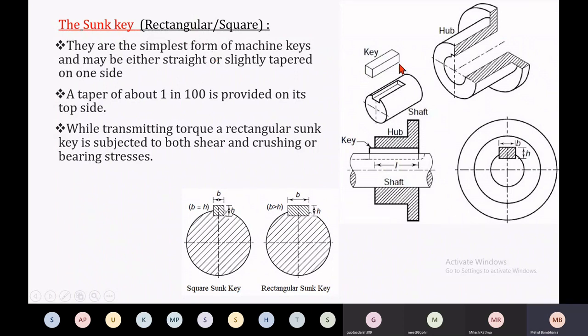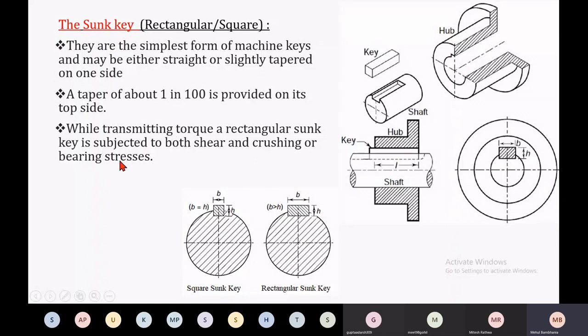Generally, to accommodate inside this slot, the key is provided by means of a taper. The general taper is 1:100. That means a 1:100 tapering ratio is provided along the axial length.